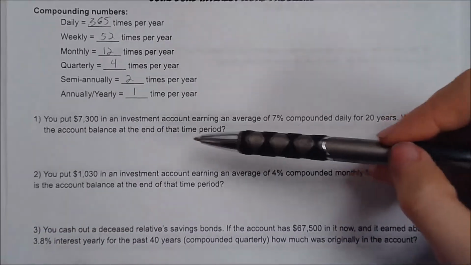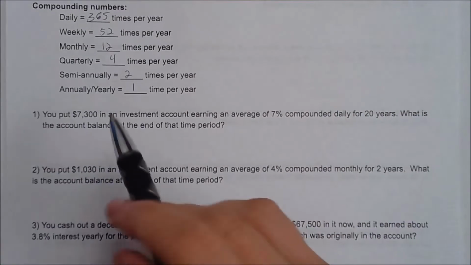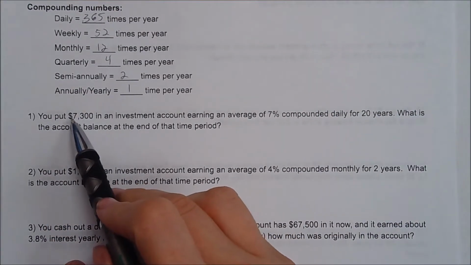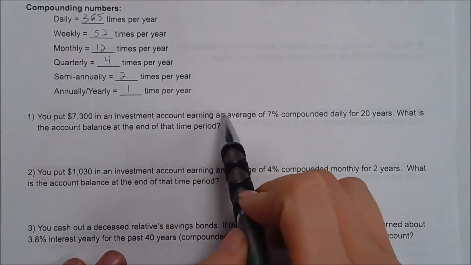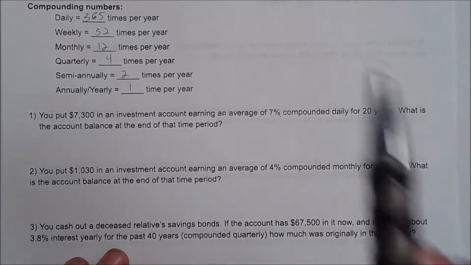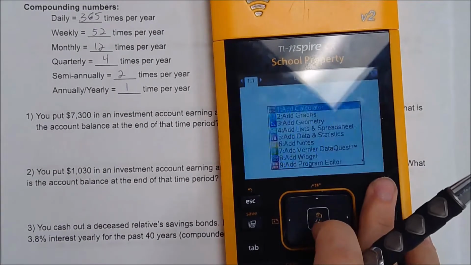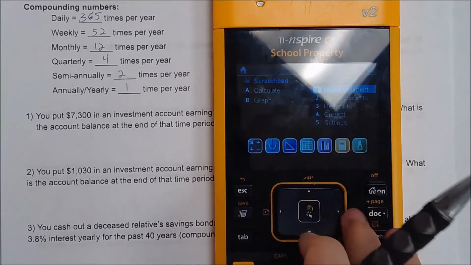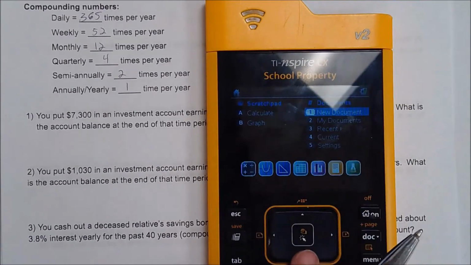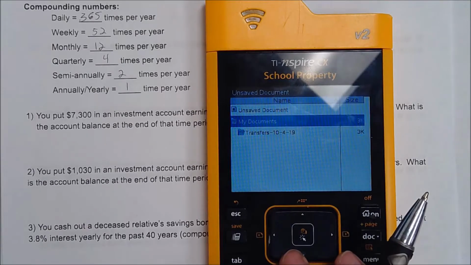Okay, so let's jump into a few problems here and see how this is going to work. So number one, you put $7,300 in an investment account, earning an average of 7% compounded daily for 20 years. What is the account balance at the end of that time period? Okay, so let's go back to your home screen on your calculator, back to my documents, and find that program that we wrote.